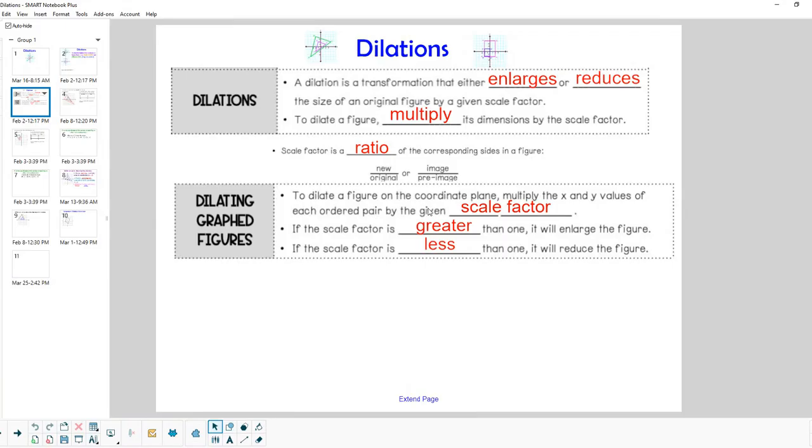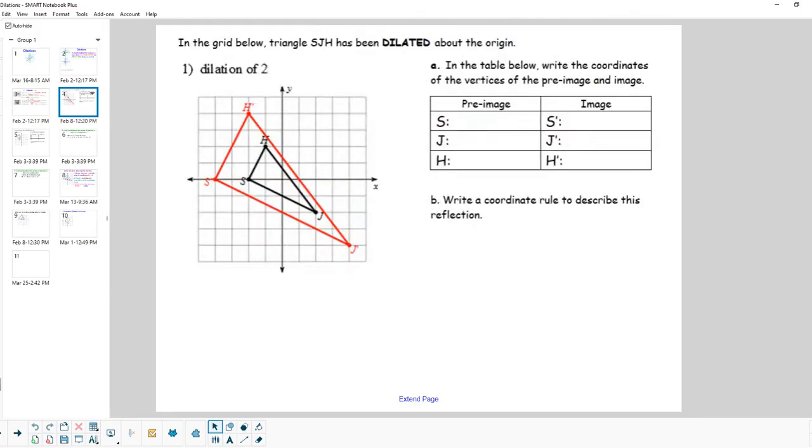For example, if you have a triangle, you'd multiply that scale factor by each of the coordinates of the three corners of the triangle, and then replot it, and then you would have your new figure. So if the scale factor is greater than 1, it will enlarge the figure. If the scale factor is less than 1, it will reduce the figure in size.